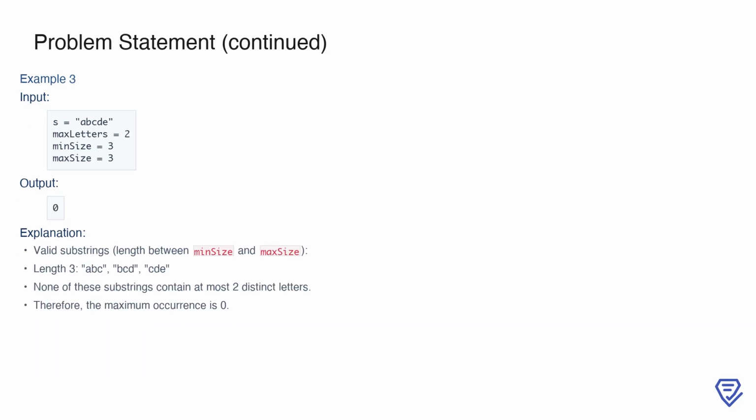Here's another example to illustrate a different scenario. If S is ABCDE, max letters is 2, min size is 3, and max size is 3, we again only consider substrings of length 3. The substrings here are ABC, BCD, and CDE. However, none of these substrings meet the condition of having at most two distinct characters. For instance, ABC contains three distinct letters, A, B, and C. As a result, no valid substrings exist in this case, and the maximum occurrence is 0.